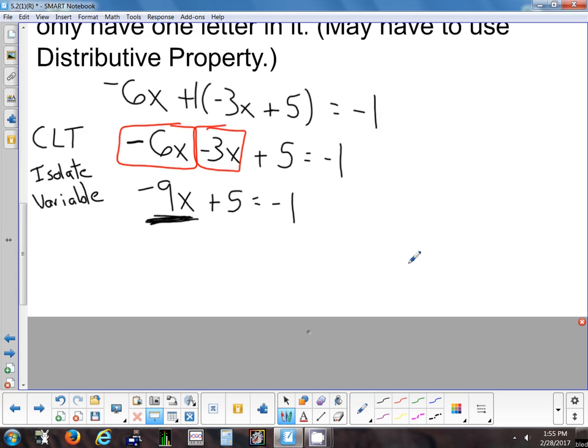So to isolate that, Emily, to isolate that negative 9x, to get it by itself, what needs to happen? You have to subtract 5. Subtract 5. That's going to get it by itself. So I subtract 5. Emily, where else do I subtract the 5 from? On the negative 1. Very good. I'm going to bring down the negative 9x. There's nothing I can do with it right now.